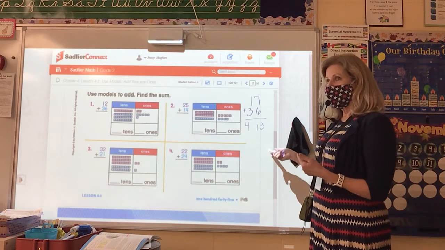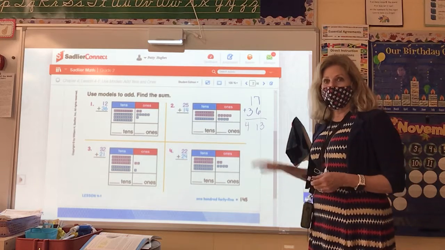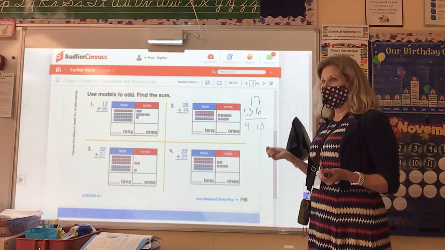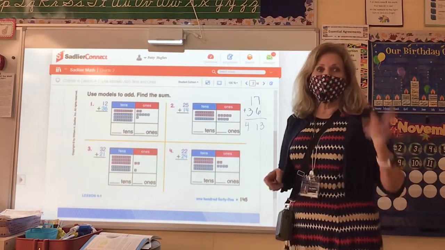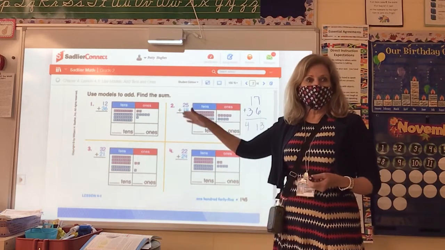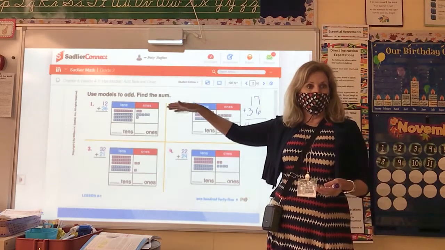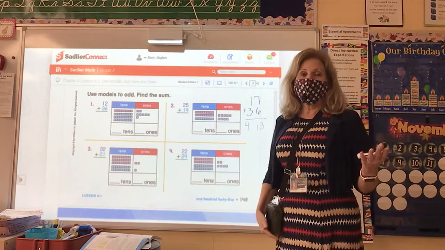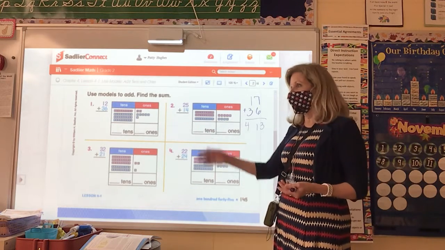But I already have my 4 written down. So after I add my tens, I have to erase it to change it. Does that make sense? No. That's why we always start adding with our ones column, in case we need to regroup. Now we're not regrouping today, but eventually we are going to be regrouping in a couple of days.